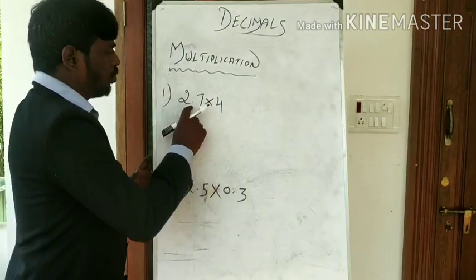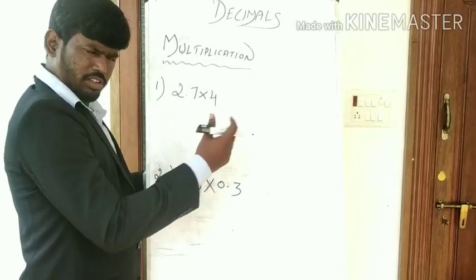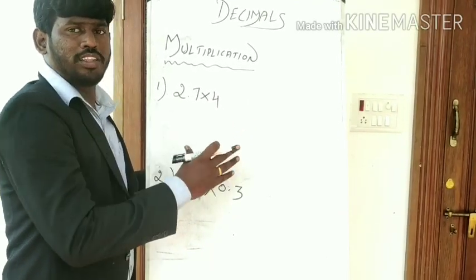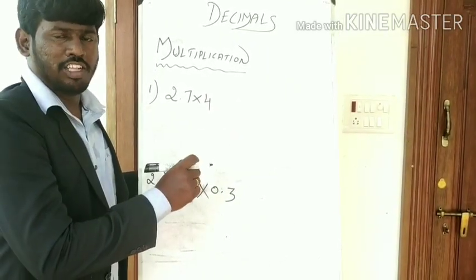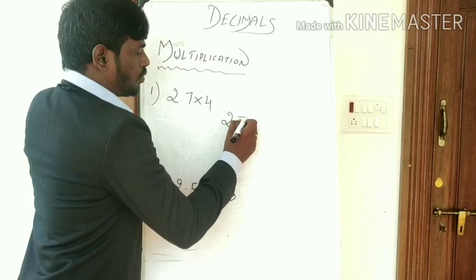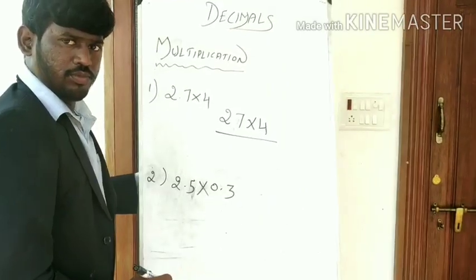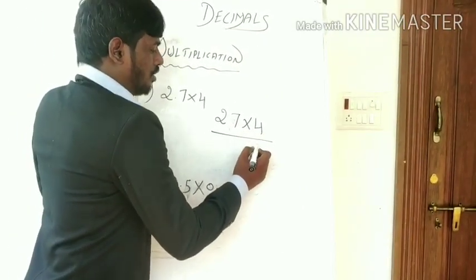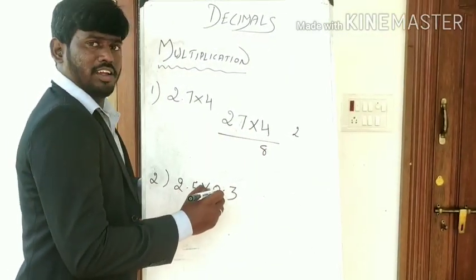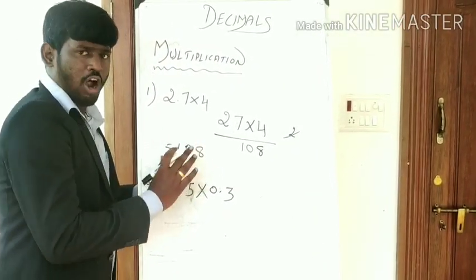First, 2.7 into 4. 2.7 is a decimal number. 4 is a normal number. Now when you are multiplying, don't write the decimal number. We'll keep the decimal point when we are writing. So 27 into 4. 4 sevens are 28. Carry over 2. 4 twos are 8. 8 plus 2, 10. It will be 108. This is the normal multiplication.